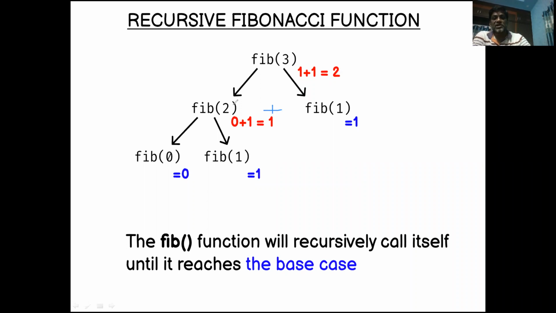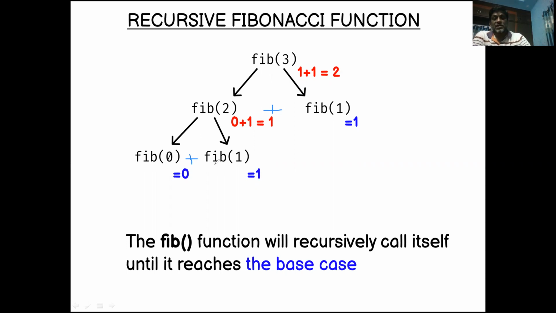Fib of n minus 1 is fib of 2, fib of n minus 2 is fib of 1. So assuming that this 3 is n, n minus 1 becomes 2, n minus 2 becomes 1. And then again this function call fib of 2 is divided into fib of 1 plus fib of 0. In either way you can write. Actually, it is fib of 1 plus fib of 0.